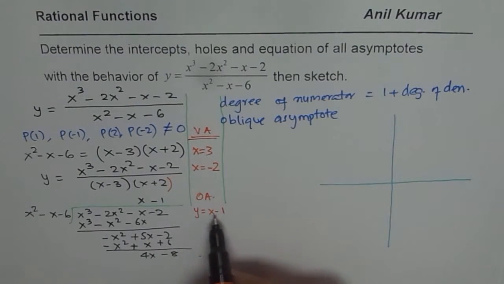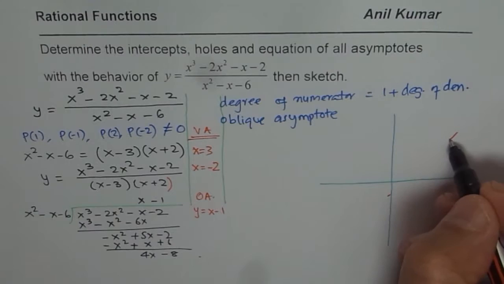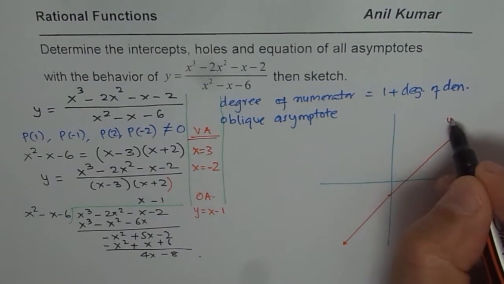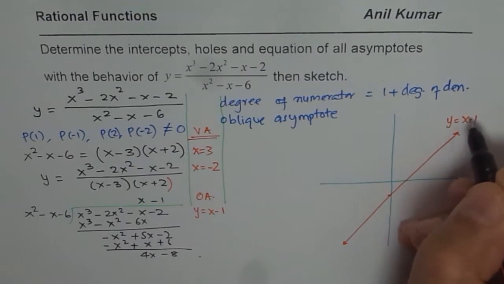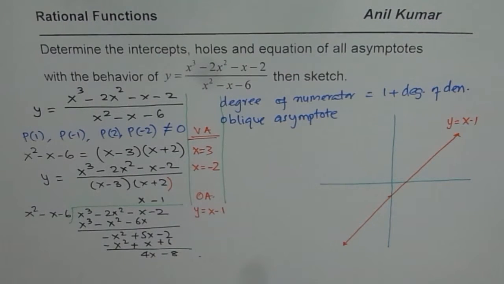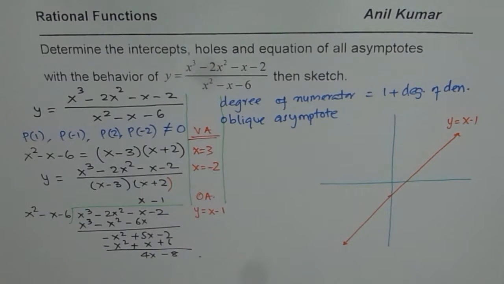When I say the oblique asymptote is x minus 1, that means the y-intercept is minus 1 and the slope is 1. So I'll just sketch a line like this. This is y equals x minus 1. This is my oblique asymptote, not related to this function, but our function is approaching this line. How does it approach it?